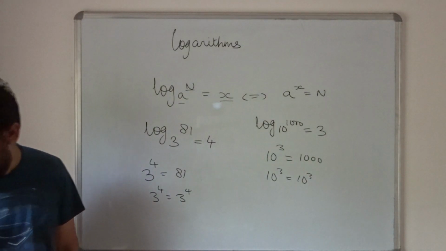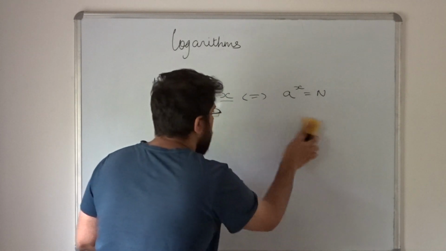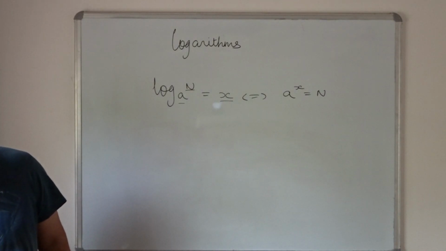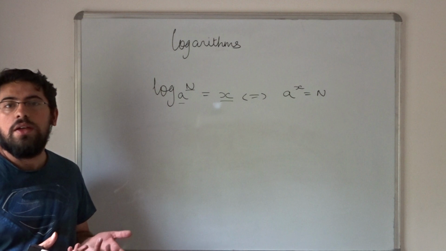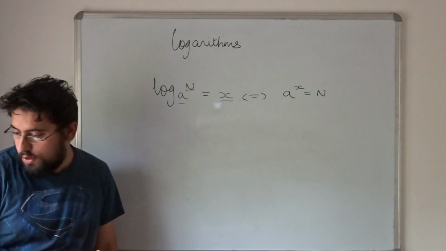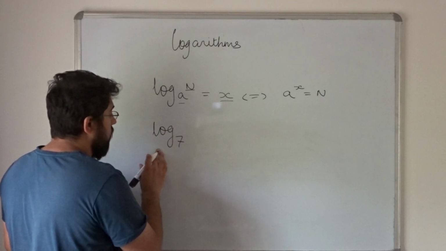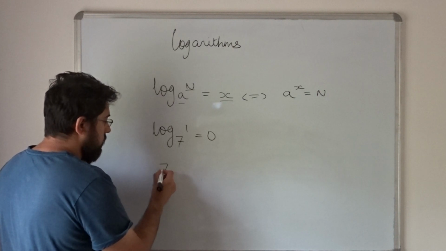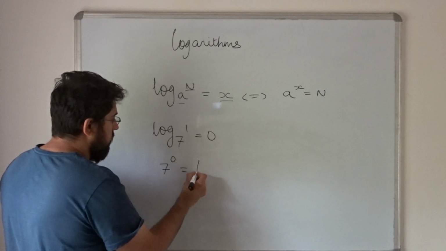Okay. So let's take a few more examples. Now the example which I'm going to take is going to be just slightly a little tough. I'm not saying that it's going to be hard for you to solve, but there are certain rules which you probably won't understand. So, say you have log base 7 of 1 equals 0. Here 7 is the base, 0 is the exponent, and 1 is the natural number.